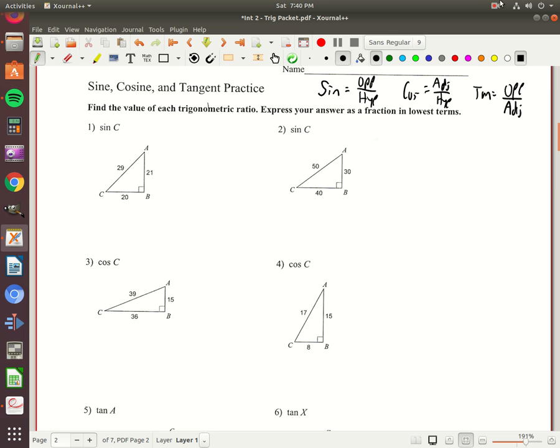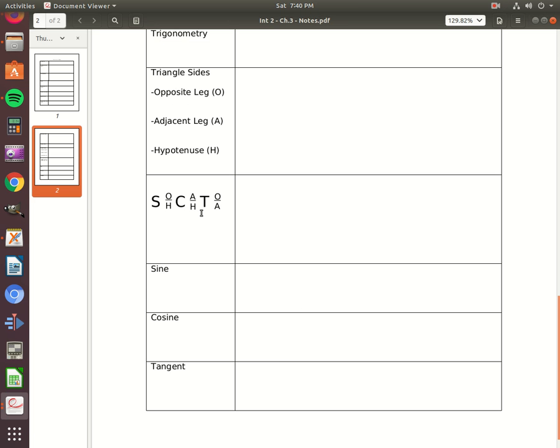And actually, let me pause and look at that note page. It's been a while since I've made it. Yeah, put that in there. That's SOHCAHTOA. Sine opposite hypotenuse, cosine adjacent hypotenuse, and tangent opposite adjacent. And we have the triangle sides, the opposite leg, the adjacent leg, and the hypotenuse. So make sure you understand all of these things, right? Because now we're going to talk about sine, cosine, and tangent, and how those work.